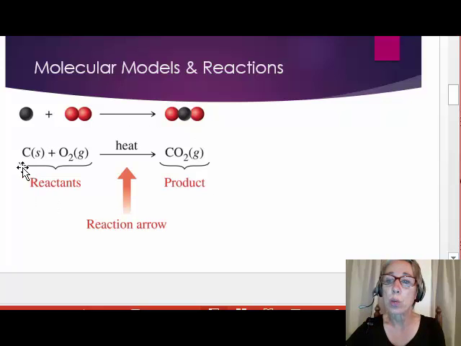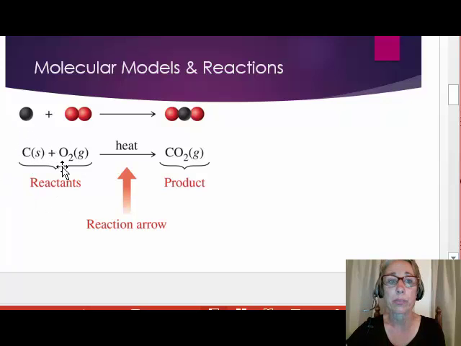Looking at the chemical equation, we have a symbol of capital C, which stands for carbon, with an S in parentheses directly after it. Next, we have the plus symbol, which is always used to separate chemical formulas on either side of the arrow. Then we have the symbol or the formula for oxygen, capital O subscript 2, and in parentheses G. In other words, solid carbon reacts with gaseous oxygen.